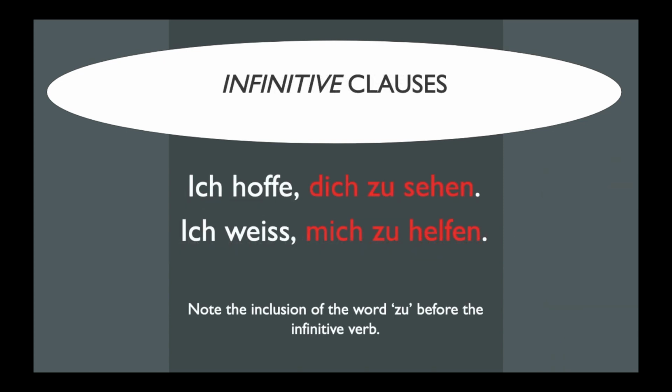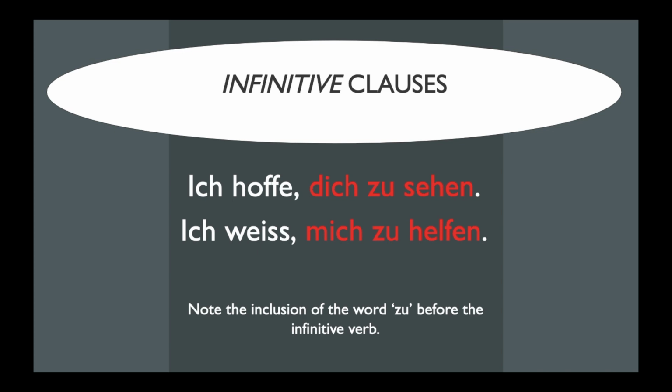You also have infinitive clauses, and we'll have to look at those because, as you see in the note below, you use the word zu before the infinitive verb. So the verb is not conjugated here. Let's have a look. Ich hoffe, dich zu sehen. In English, I hope to see you. To see, zu sehen, is again at the end of the clause, and the word to is translated by zu. Okay?